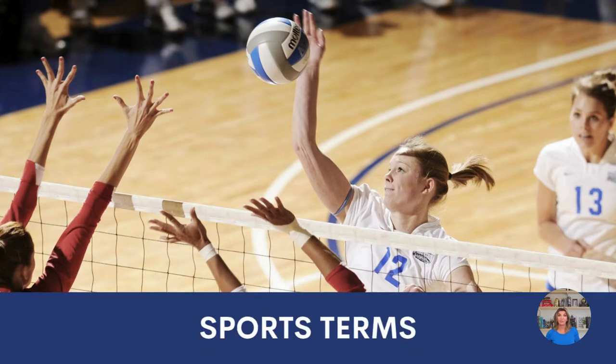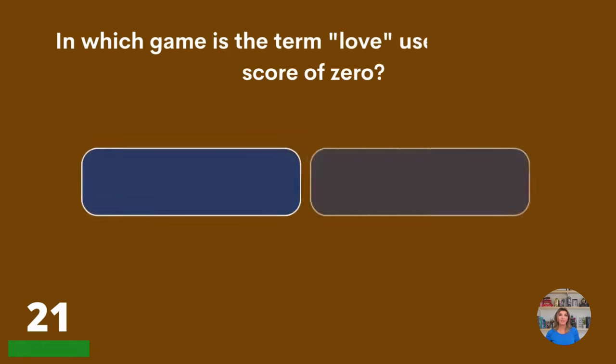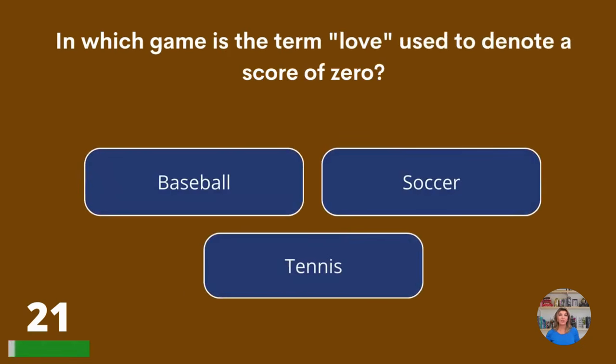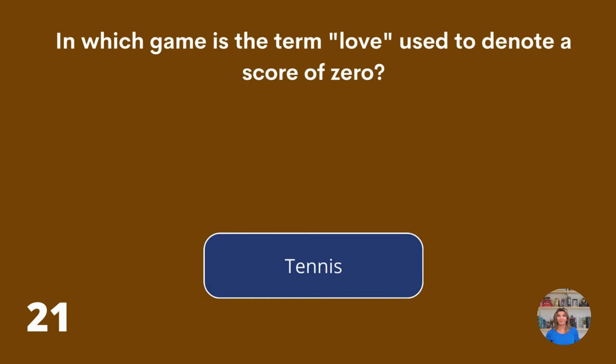And let's move on to sports terms for question 21. In which game is the term love used to denote a score of 0? Baseball, soccer, or tennis? Tennis.